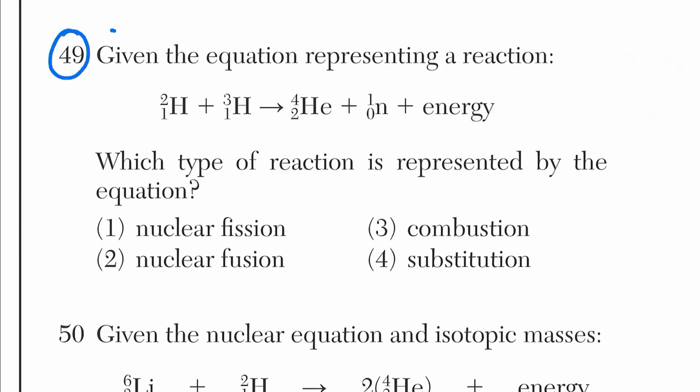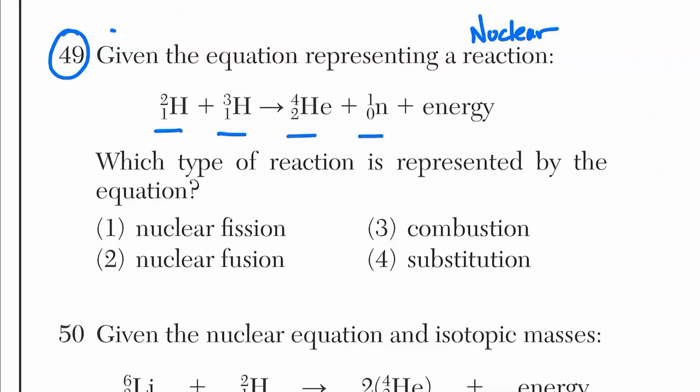Number 49, given the equation represented in a reaction. Okay, well, this is a nuclear reaction. We should recognize that. Why is it not a regular reaction? Because we're seeing how the nucleus is changing, not how the chemical formulas using chemical bonds are changing in a chemical reaction, or how the phase is changing in a physical reaction.